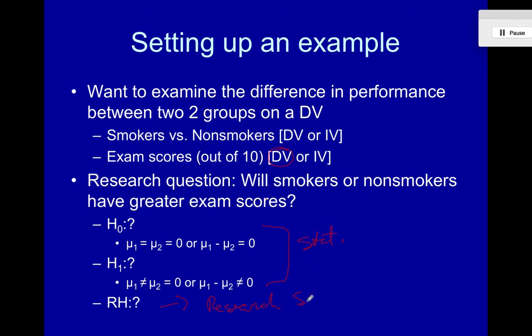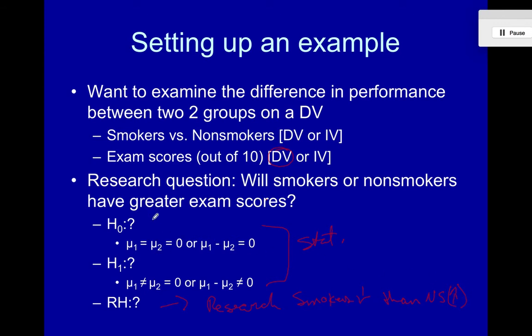So we may say smokers' scores will be lower than non-smokers'. Non-smoker scores are going to be higher. So smoker scores are going to be lower than non-smoker scores, who are going to be higher in this specific situation. So that's going to be my research hypothesis.